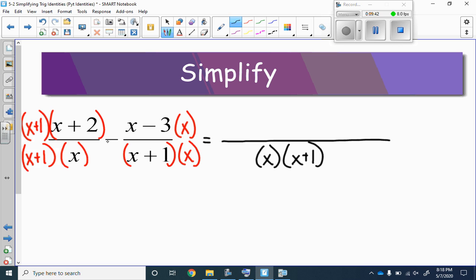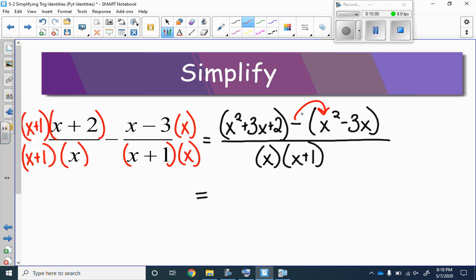Just be careful with subtraction. Here, if I were to FOIL, I would get x squared plus 3x plus 2. And if I multiplied out the other part here, I'd get x squared minus 3x. And when doing subtraction, just make sure that you're subtracting everything on that second set here. So x squared minus x squared, those would cancel out. But a 3x minus a negative 3x, now you're adding that. So that would give us 6x plus 2 all over x squared plus x.